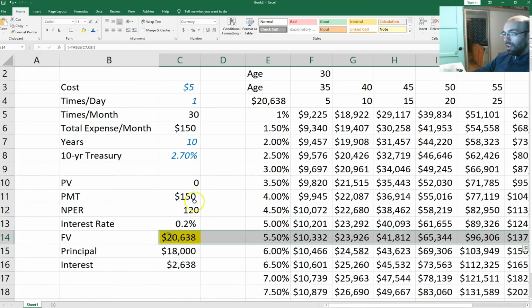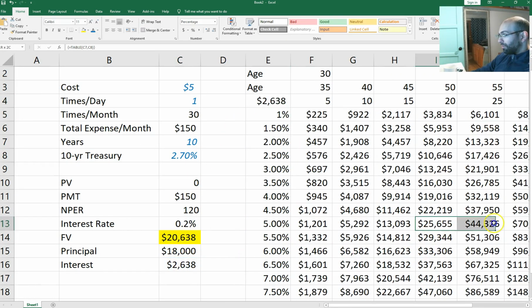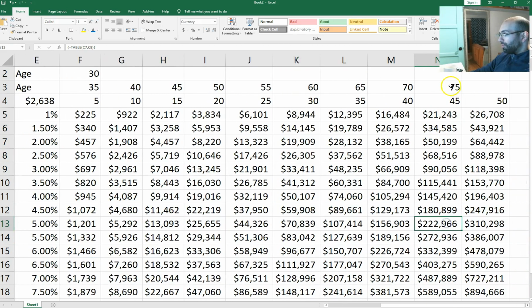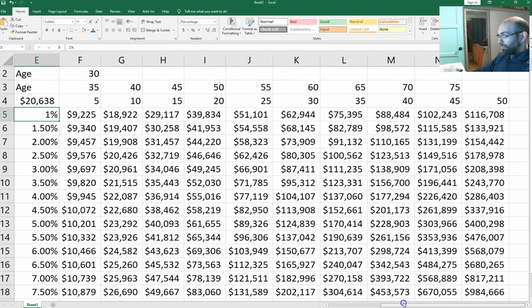Actually, I think I was looking at 75. Let's go back here to just the interest amount. Yep, so at 75 with 5%, it's 222,000. And how much is it total here? If I look at the total, $303,000. So, you're getting a lot of interest over that time frame because of the compounding effects.